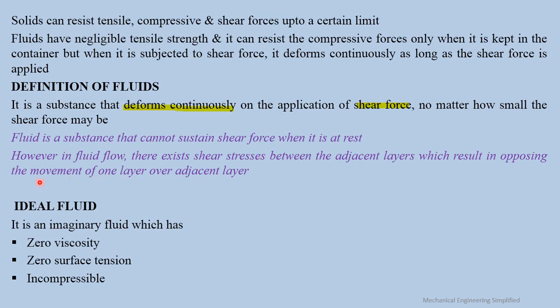Then there is a term known as ideal fluid. What is it? It is an imaginary fluid which has zero viscosity, zero surface tension, and is incompressible. In reality, no fluid exists which can be called an ideal fluid, because all fluids have some viscosity, some surface tension, and are also somewhat compressible.